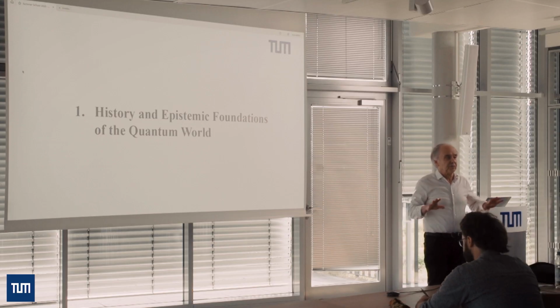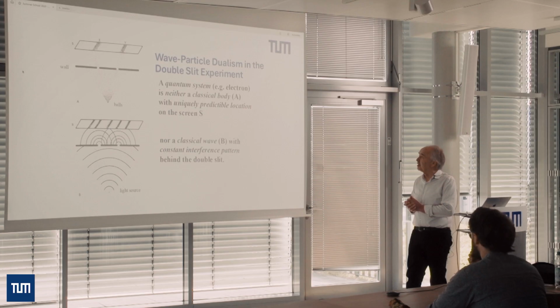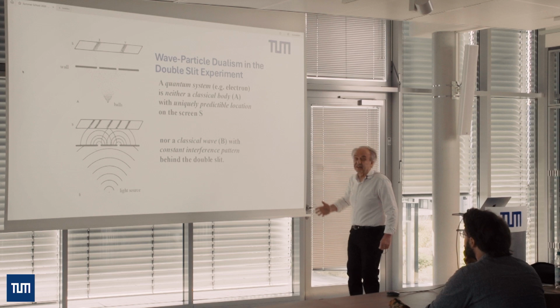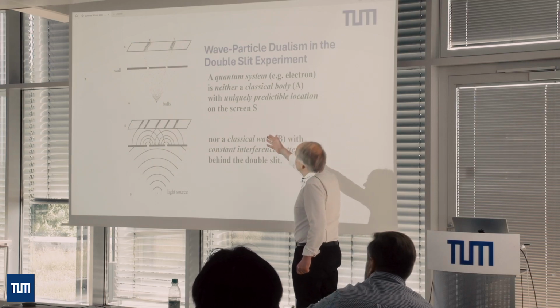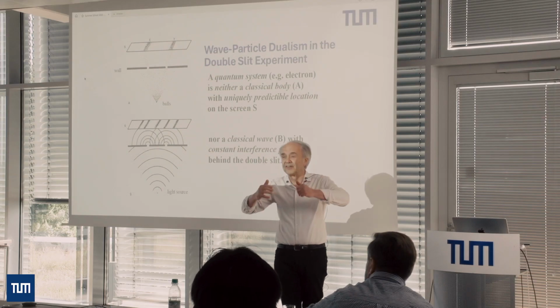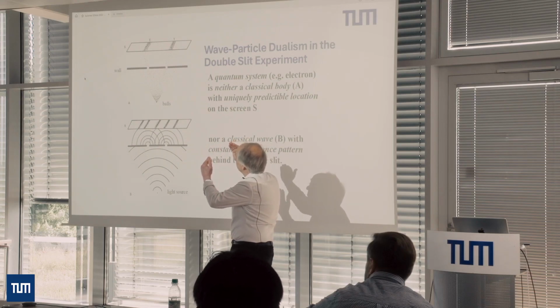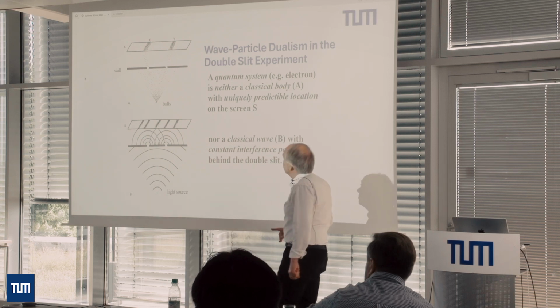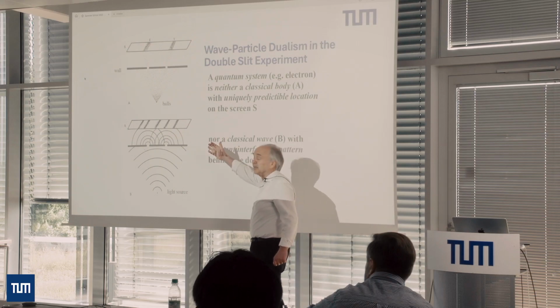And perhaps you know, quantum mechanics is founded on deep principles which are in the end confirmed and illustrated by experiments. And here in the beginning, as a reminder for you, the wave-particle dualism illustrated in the double slit experiment. Here in the first picture, a quantum system, for example, an elementary particle such as an electron, is neither a classical body with uniquely predictable location on the screen, for example, footballs which are shot in the direction of a wall with two slits, and behind this wall there is a screen with the distribution of the hits of the balls. Nor can it be considered as a classical wave with constant invariance pattern behind the double slit.